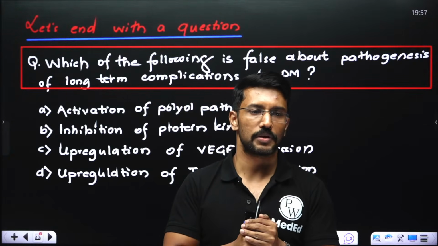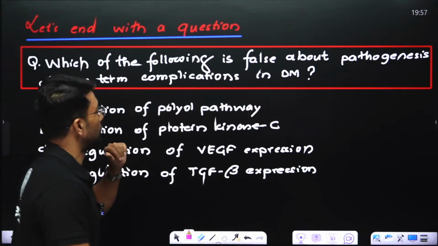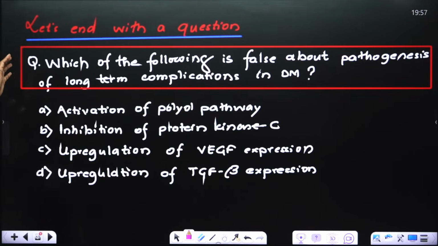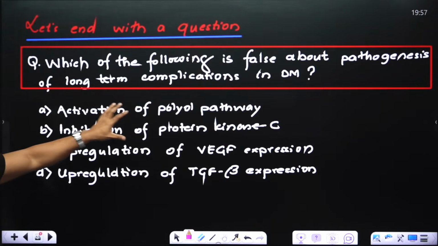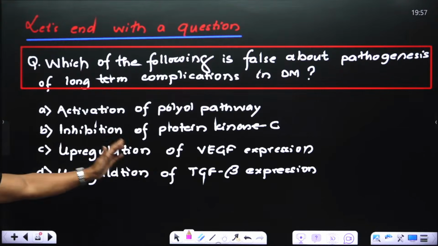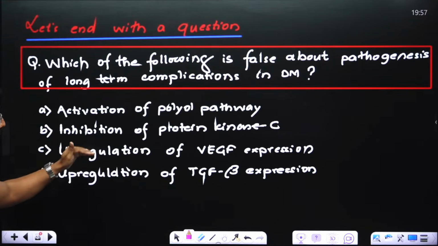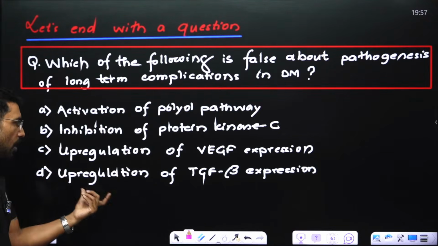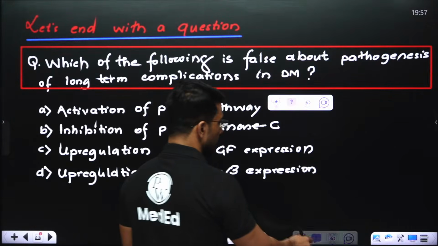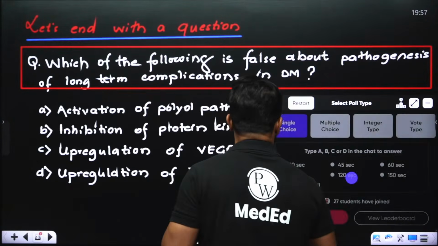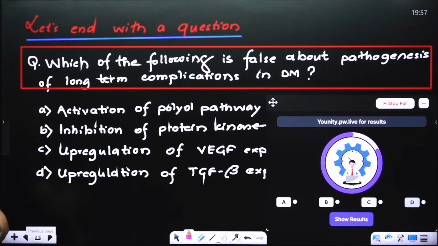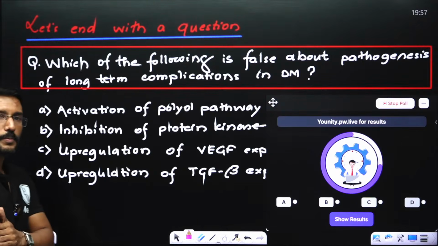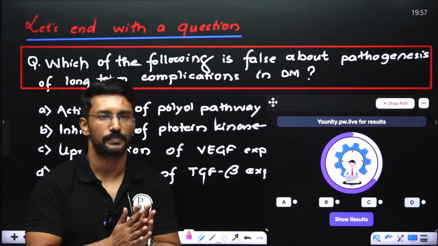Today was about the clinical features, but before I sign off, we'll take a question about what we have learned today. Which of the following is false about the pathogenesis of long-term complications in diabetes mellitus? Option A, activation of polyol pathway. Option B, inhibition of protein kinase C. Option C, upregulation of VEGF expression. Option D, upregulation of transforming growth factor beta. So what do you think is the right answer here? What they're asking is, what is false, not involved in the pathogenesis of complications of DM. Let's see how many of you can answer it.